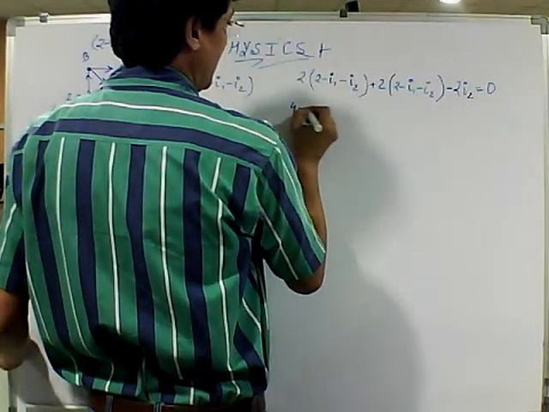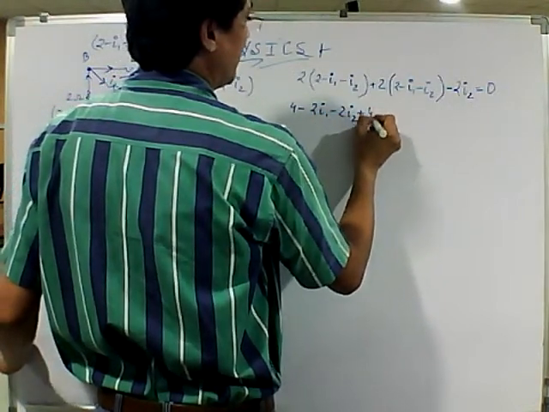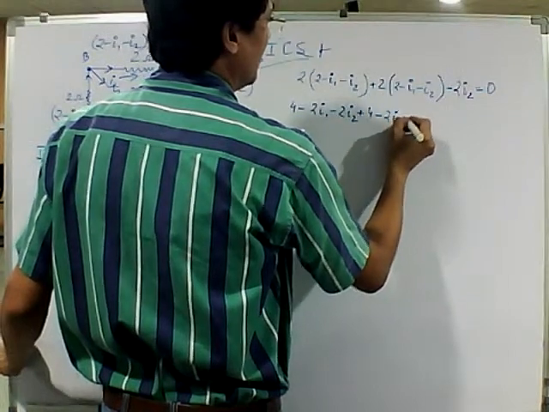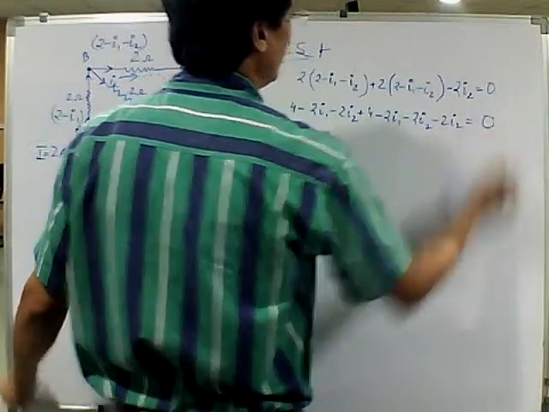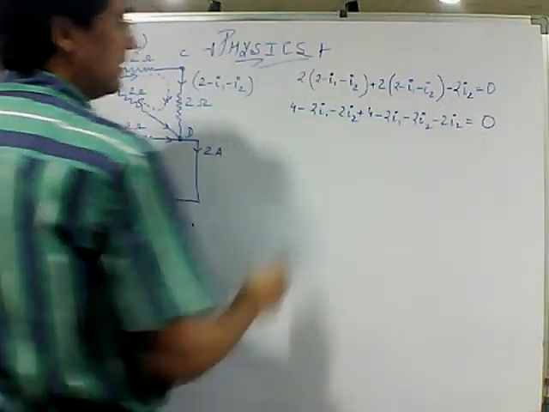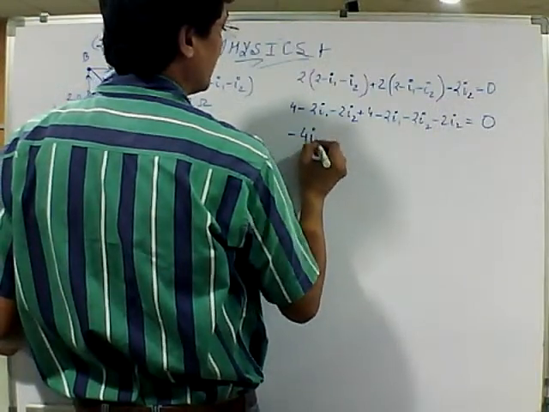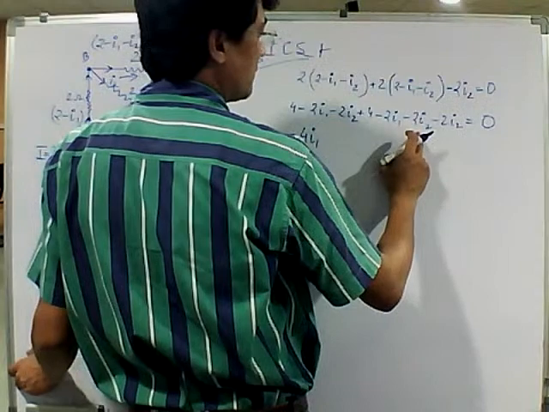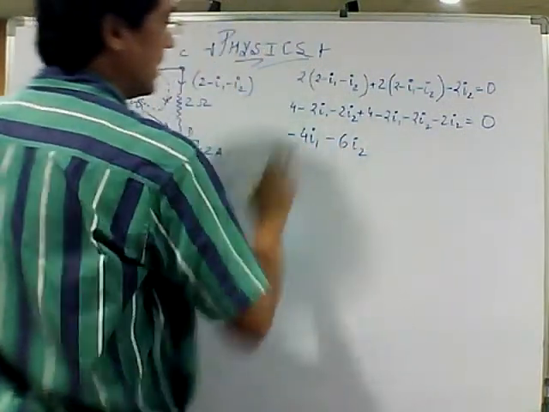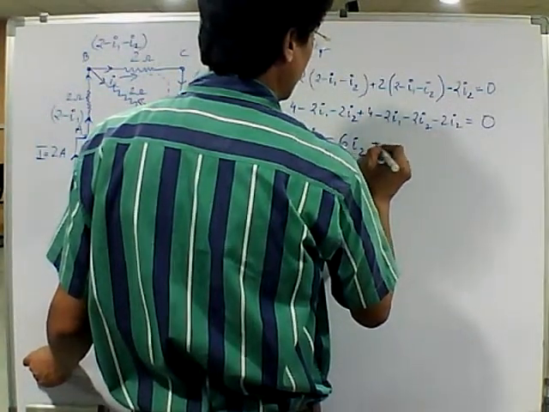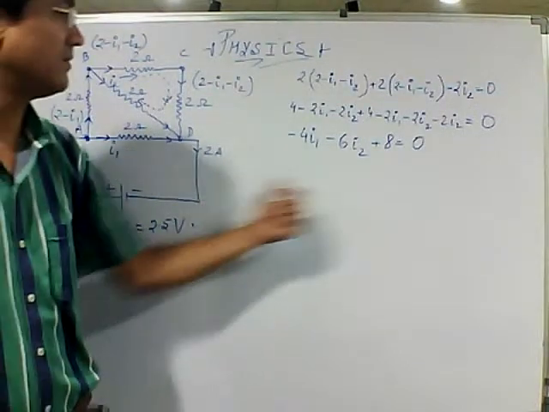So I'll get 4 minus 2I1 minus 2I2 plus 4 minus 2I1 minus 2I2 minus 2I2 is equal to 0. So I'll be left with minus 4I1 minus 6I2, and 4 plus 4 is plus 8, is equal to 0. I can simplify this equation by dividing by 2.